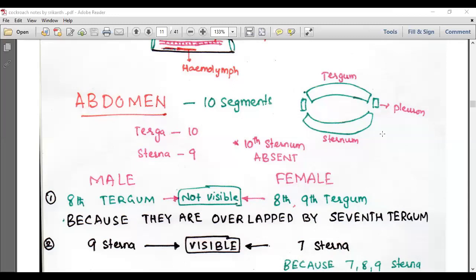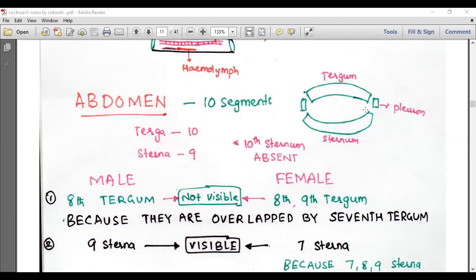Before that, I remind you once again that the body of the cockroach is covered by sclerite plates. Each and every segment of the cockroach, that means a typical segment of the cockroach, has a set of four sclerite plates. The dorsal sclerite plate is called tergum, the ventral sclerite plate is called sternum, and the lateral sclerite plates are called pleuron.